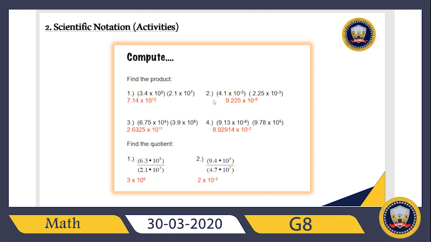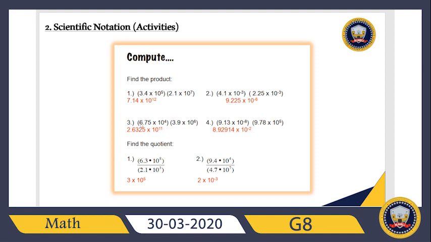4.1 times 2.25, okay, which is 9.225, and 10 to the minus 3 multiplied by 10 to the minus 3. We have the same base, so we add the powers. Minus 3 plus minus 3 is minus 6. All right, what about the third one?